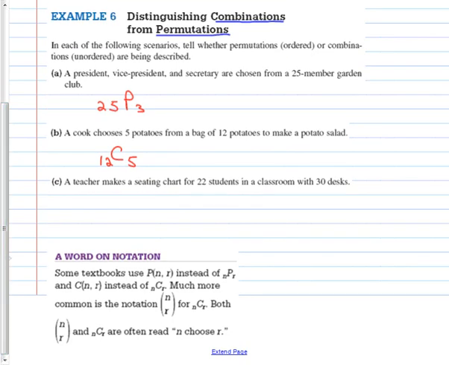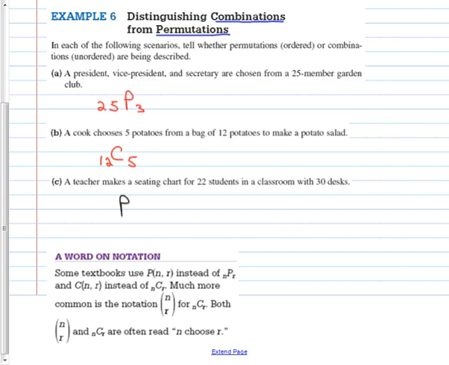A teacher makes a seating chart for 22 students in a classroom. There happens to be 30 desks in that classroom. Well, I mean, all the desks are the same, so it's a combination. I don't know. So the question is, does order matter in a seating chart? Does the order of the students matter? Yes. The order of the students matters. So this is a permutation.